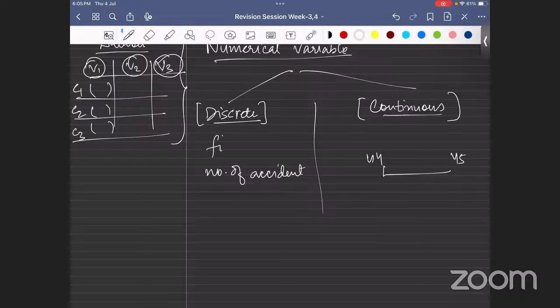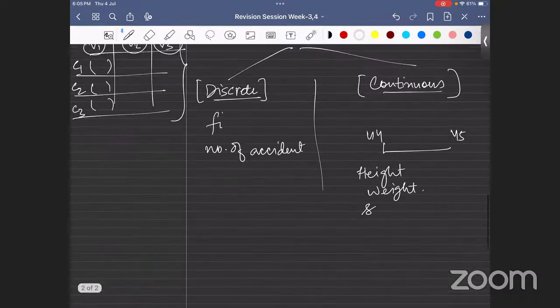And here the variables are such as height or weight or speed of a vehicle, something like that. Okay, is it clear to everyone?